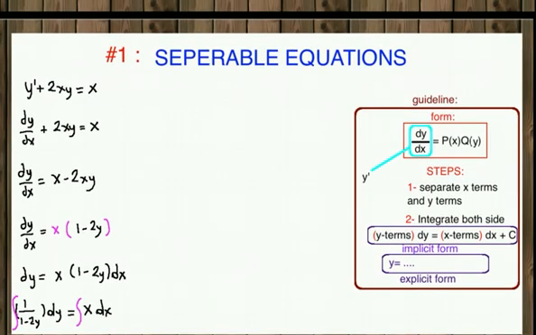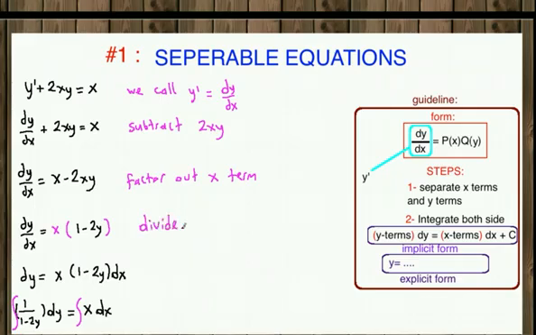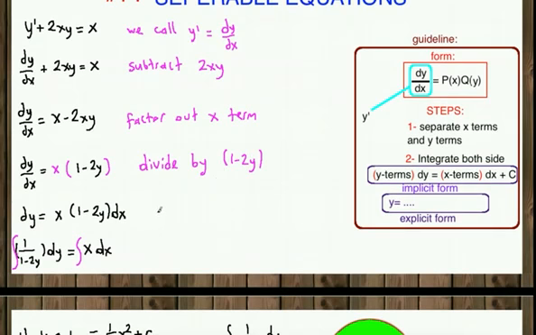What we did at the first step is we called y prime dy/dx. At the second step, we subtracted 2xy from both sides. And then we factored out x term. And then we divided both sides by 1 minus 2y. And we started integrating.